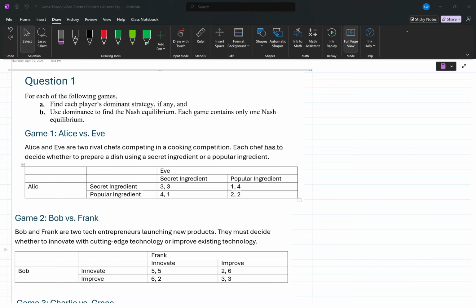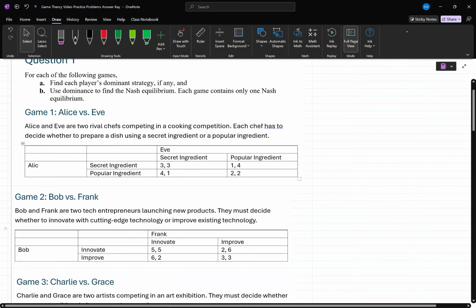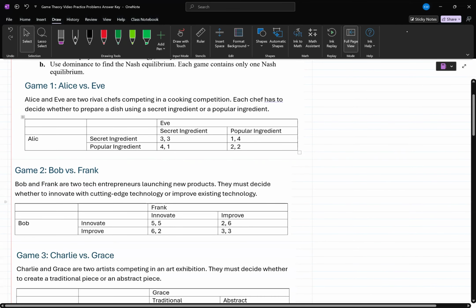In this final video, we're going to go through some practice problems for game theory. Our first question, we're going to start with just identifying the dominant strategy in normal form games, so you get some practice analyzing these games. All right, so our first one here is between Alice and Eve.